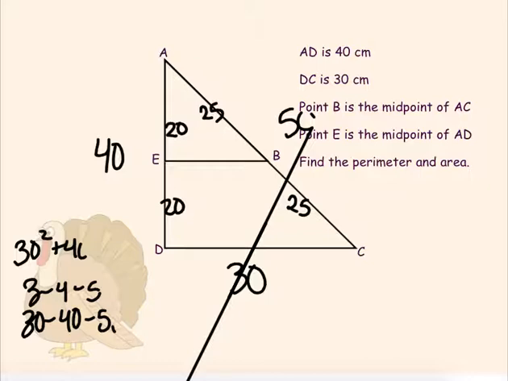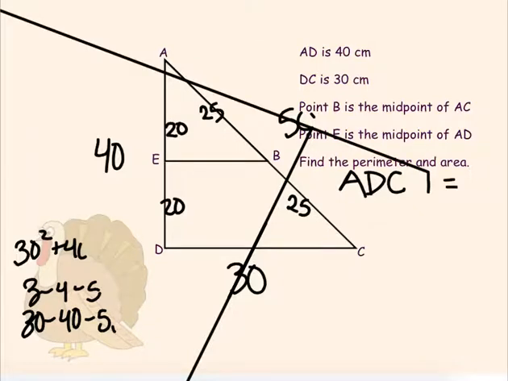Our goal is to find the perimeter and area. Let's find the perimeter and area of a bunch of things. First, let's find ADC. Find the perimeter and the area. Well, the perimeter is just going to be 30 plus 40 plus 50. Well, 30 plus 40 plus 50 is 120, and I think we are in centimeters. Yep.